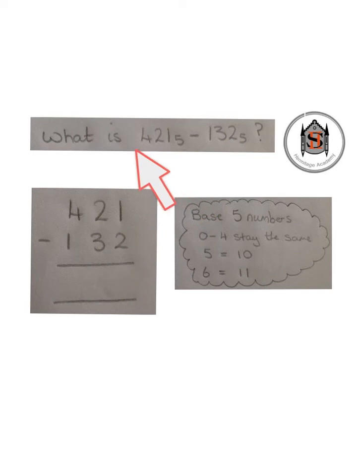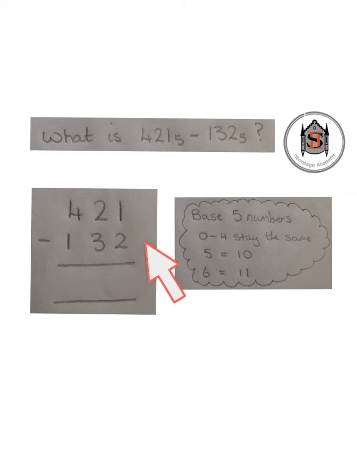So in this video we want to look at what is 421 in base 5 minus 132 in base 5. Now because we are doing a subtraction sum in a different base from base 10, we still have to remember that the process stays the same. That still means that we set out the sum the same way we would have before.